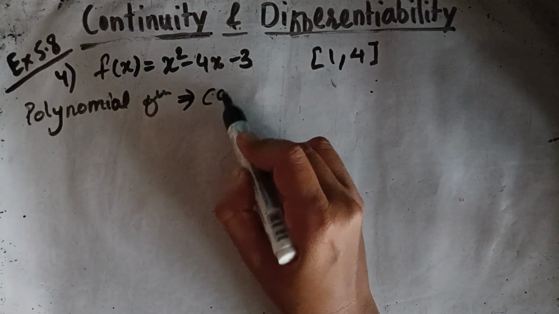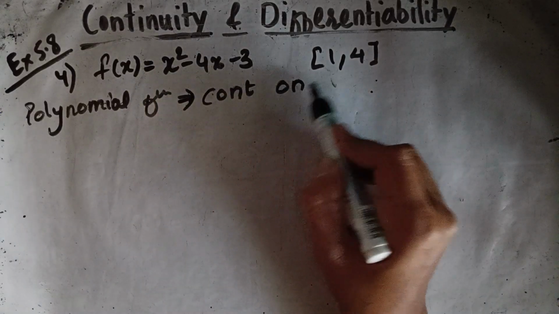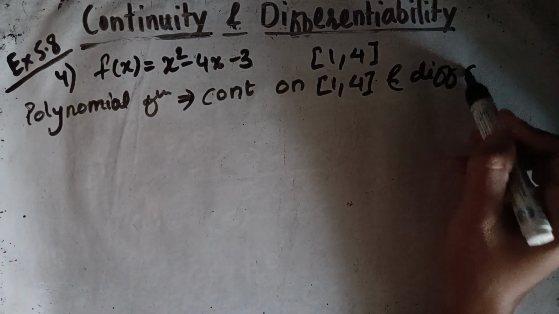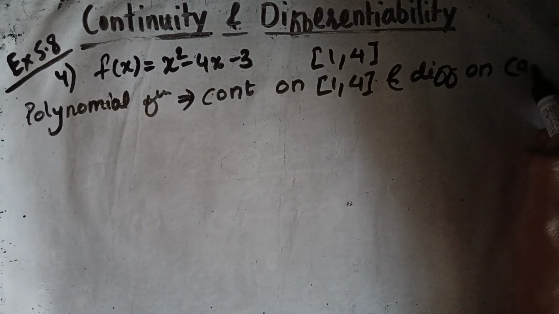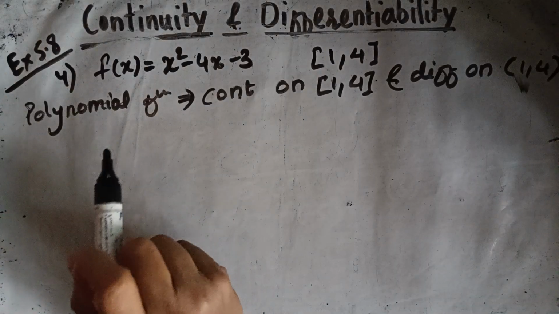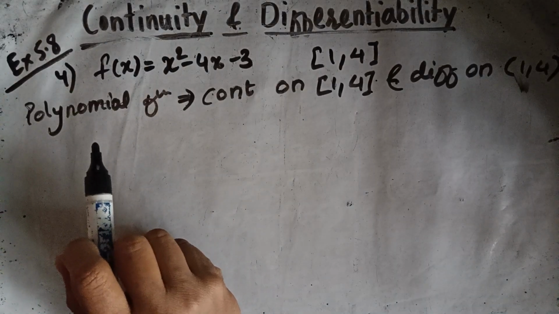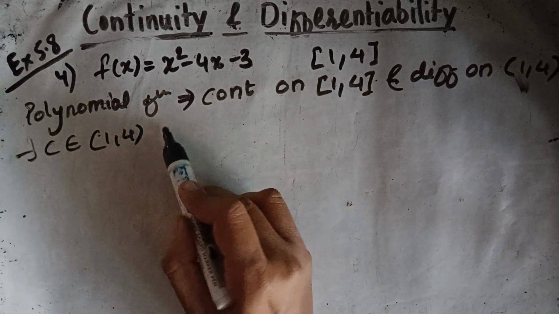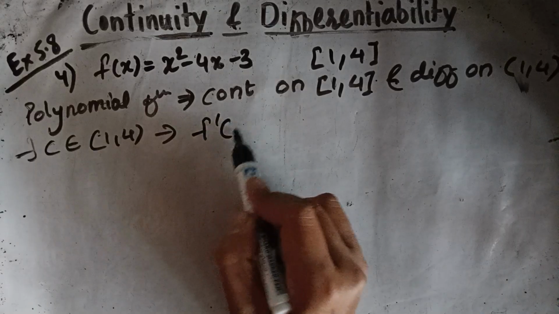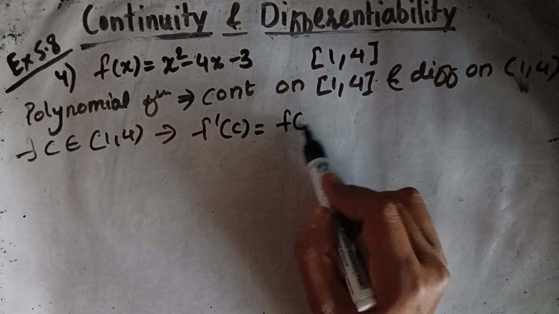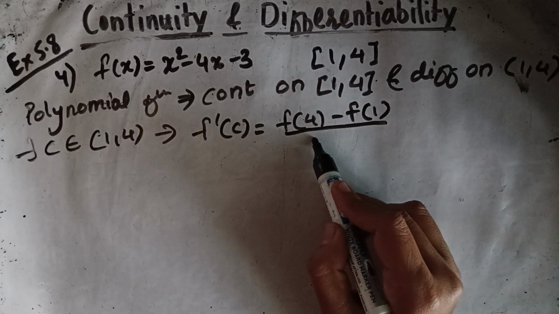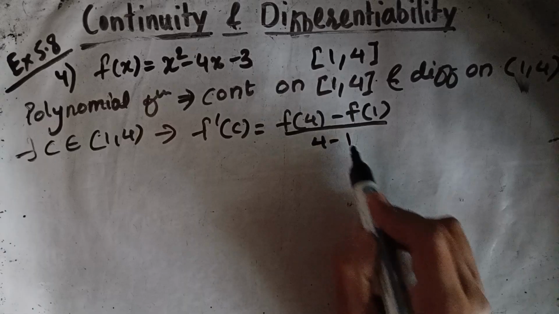So it is continuous on closed interval [1, 4] and differentiable on open interval (1, 4). Okay. Now mean value theorem means there exists a c belonging to (1, 4) such that f'(c) is equal to (f(4) minus f(1)) upon (4 minus 1). Okay.